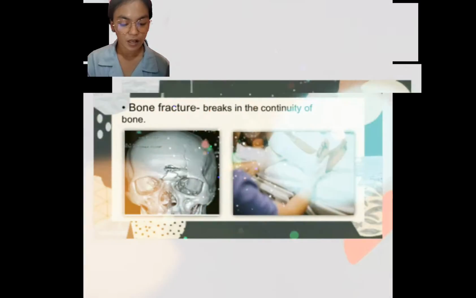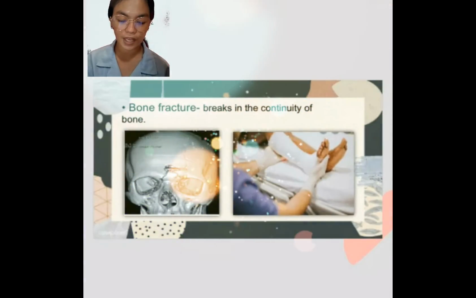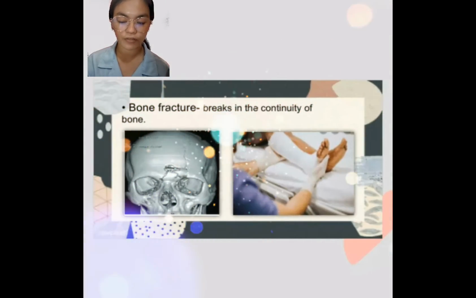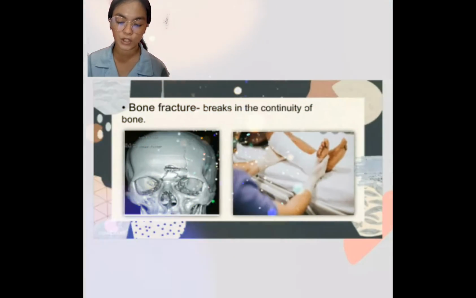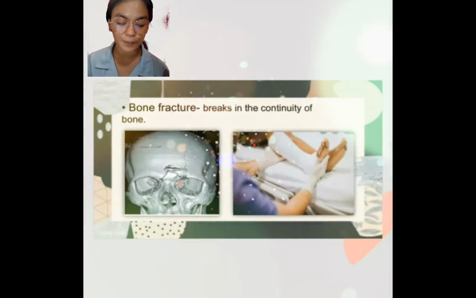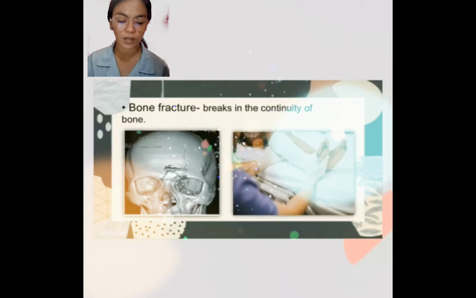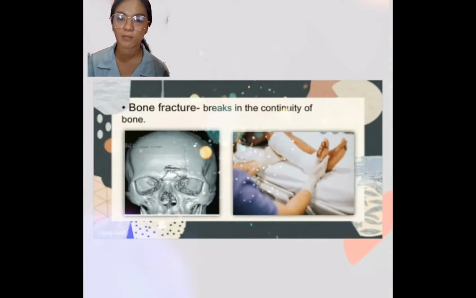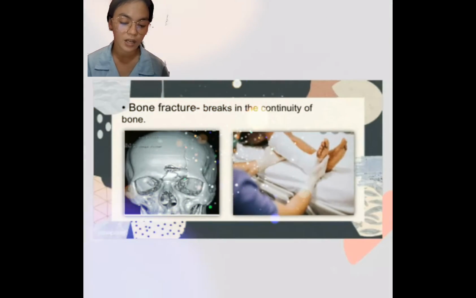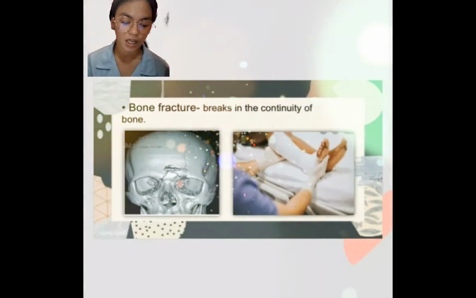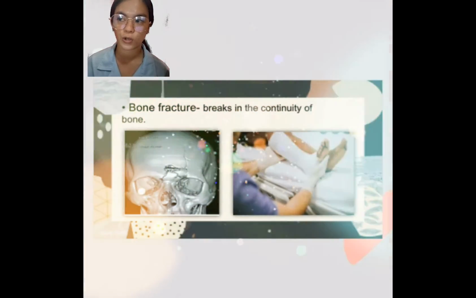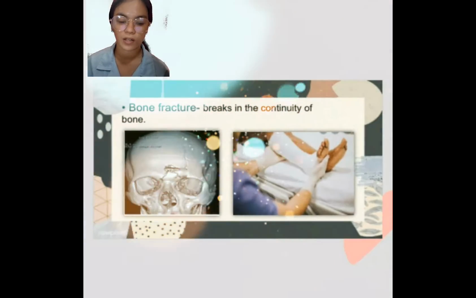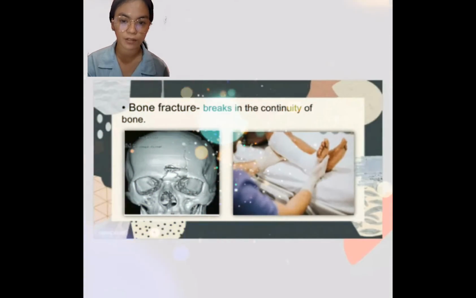So we have the bone fracture. A break in the continuity of the bone is a medical condition in which there is a partial or complete break in the continuity of the bone. For example, if you play basketball and break your leg, it can cause a break in your bone. It might affect your walking, so you can become disabled.